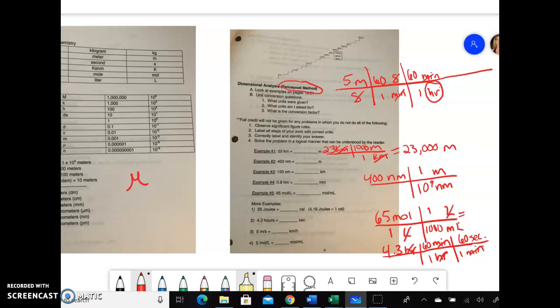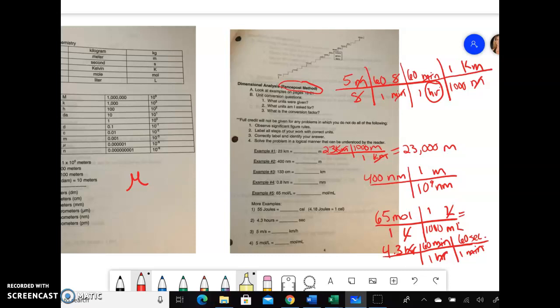But we still have meters on the top and we want it to be kilometers. So let's bring meters down. Even though meters is way over on the left and way over on the right, it will still cancel as long as it's on the top somewhere and on the bottom somewhere. And then we want to turn it into kilometers. So we can say that 1 kilometer is equal to 1,000 meters. And then you just do the math. So 5 times 60 divided by 1,000.